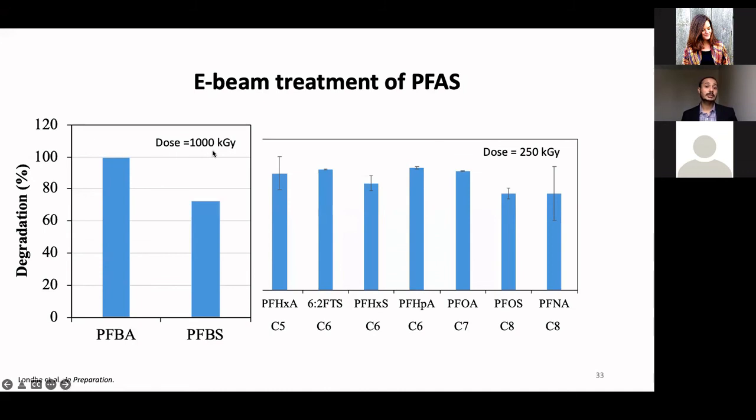But when we increased the dose to 1000 kilogray, by 4 times, we did see good removal for these short chain compounds, which suggests that short chain compounds are less reactive compared to the long chain analogs. And they could be more persistent because of their stability.